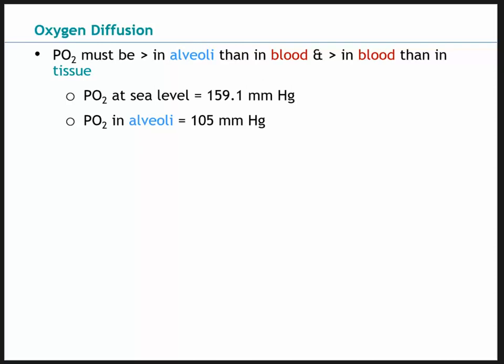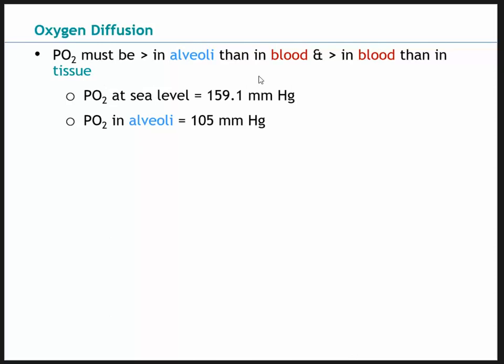Another reason why we see a decrease here is the humidifying of the air in the lungs. It adds water vapor, and if it adds water vapor, there's an increased percent of water, and now that partial pressure is different. So this is according to Dalton's law. According to Dalton's law, the partial pressure of other gases in a mixture must decrease, resulting in a PO2 in the alveoli dropping to 105 millimeters of mercury.